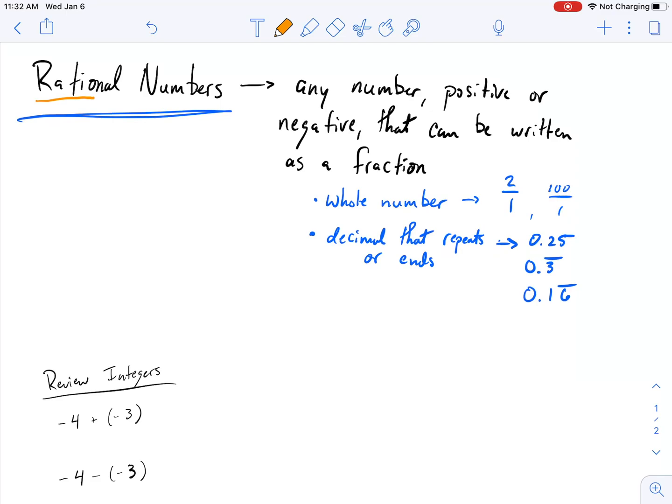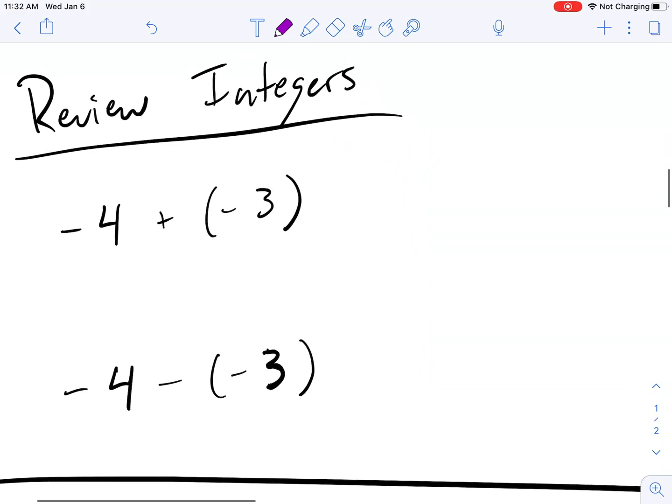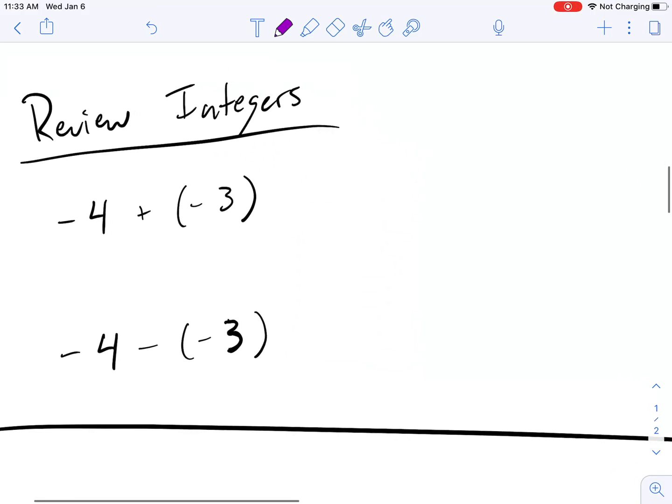Now, before we get started going over how to add and subtract rational numbers, I do want to review integers with you real quick, all right? Remember, integers are positive or negative whole numbers. The reason I want to review this is because the skill of adding and subtracting rational numbers is exactly the same as for integers. However, it's a lot trickier because decimals and fractions are difficult, right? So it requires a really good understanding of the number line. So let's start with this one.